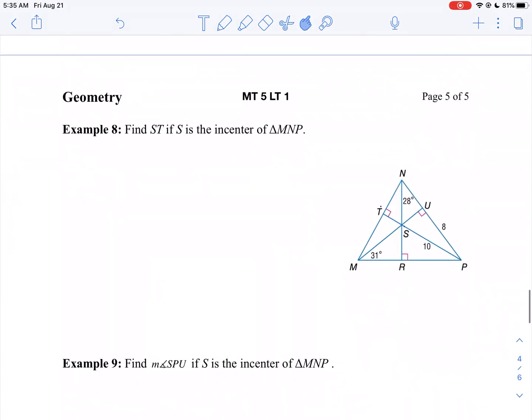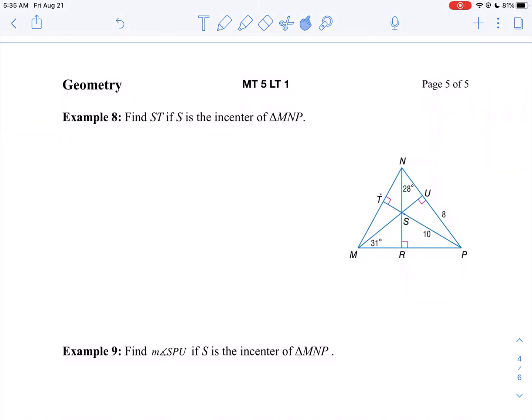If we take a look at example 8, we're supposed to find the distance from S to T if S is the incenter of triangle MNP. Well, you look at that and say, oh, that's simple. S to T is the same as S to U, which is the same as S to R. It's not drawn that way, but it is. But the problem is you don't know any of these, do you?